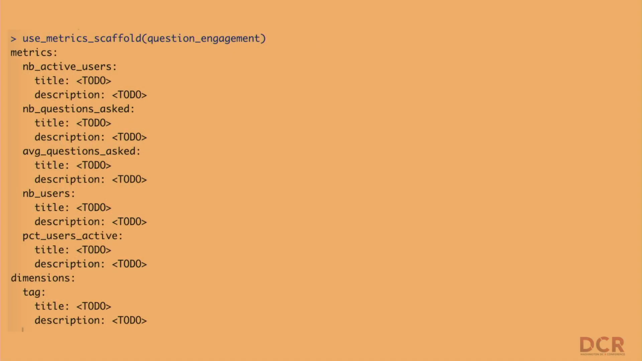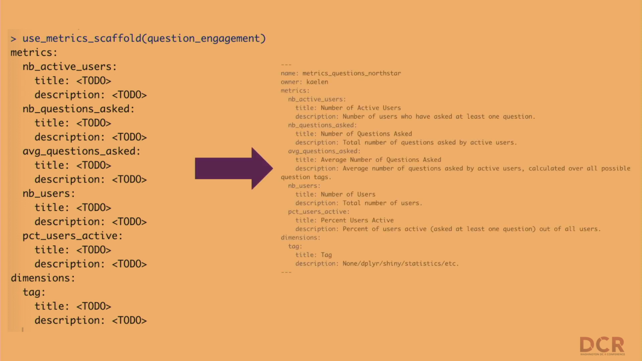This is made a lot easier with this use metric scaffold function. So if I use metric scaffold on this question engagement metric object I made, it gives me this full scaffold full of to-dos telling me, hey, Kaelen, you got a lot of stuff to do. And you take that and you turn it into this. You probably recognize this from all of the fantastic R Markdown talks we've seen. This is your YAML header that's going to go on, this is in particular a .Rmd, R Markdown metric.